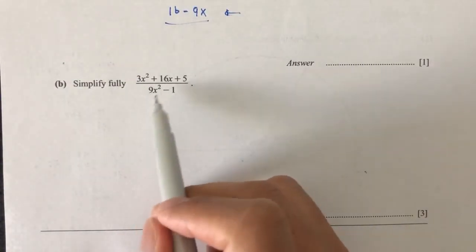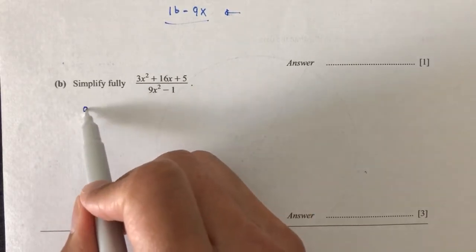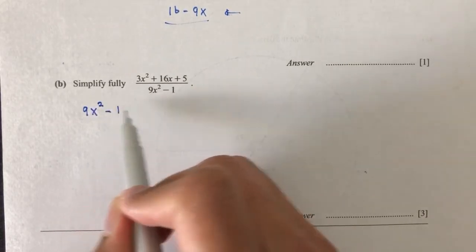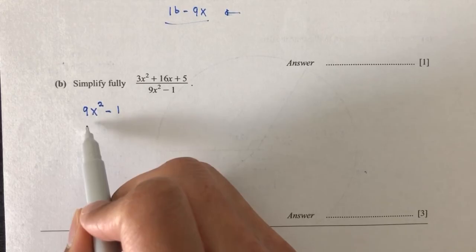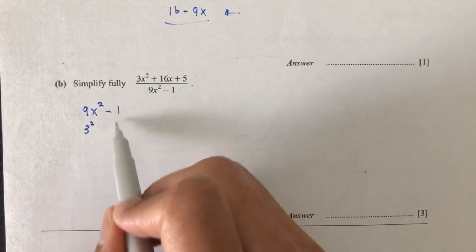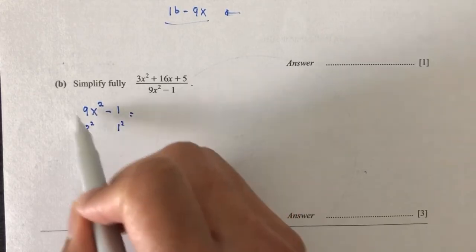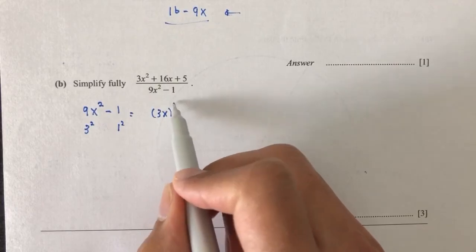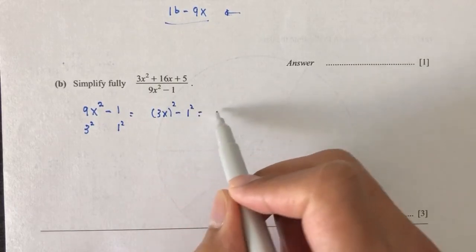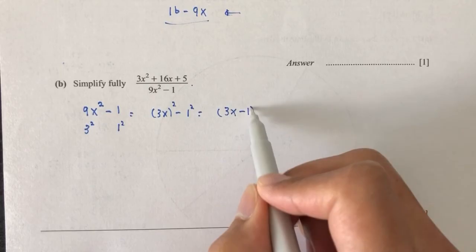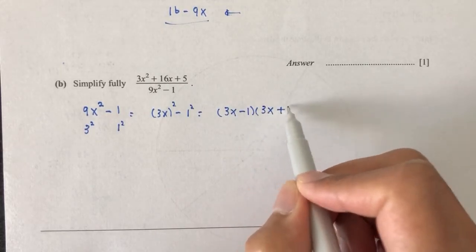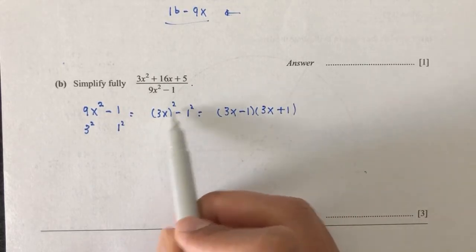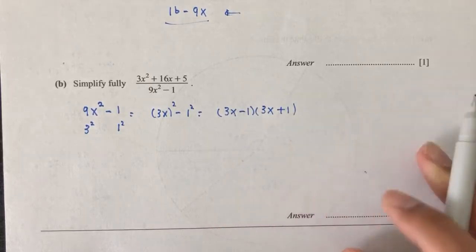So let's first look at the denominator. We have 9x squared minus 1. We observe that 9 is also 3 squared and 1 is 1 squared. So we will write this as (3x) squared minus 1 squared, which gives us (3x minus 1)(3x plus 1). When we have a subtraction of square numbers, we can use this kind of formula.